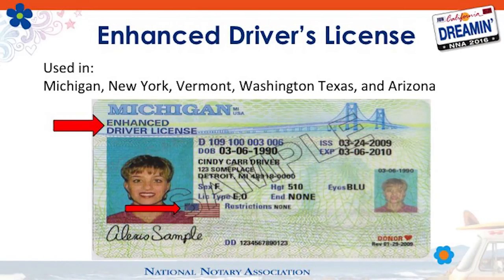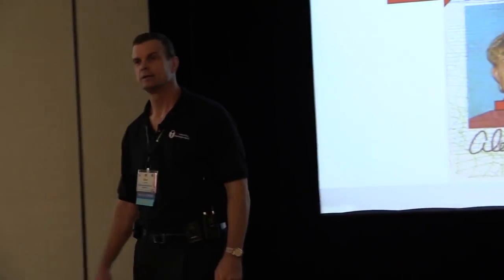Enhanced driver's license. This is basically a passport. Okay, if you see this, okay? This is where other states are bordering on other countries. They're able to use this like a passport. And all it does, it's going to have a big American flag here that says enhanced driver's license on it. Okay, so if you see that, it's not a fake. Well, it still could be a fake, but that's what an enhanced driver's license looks like.